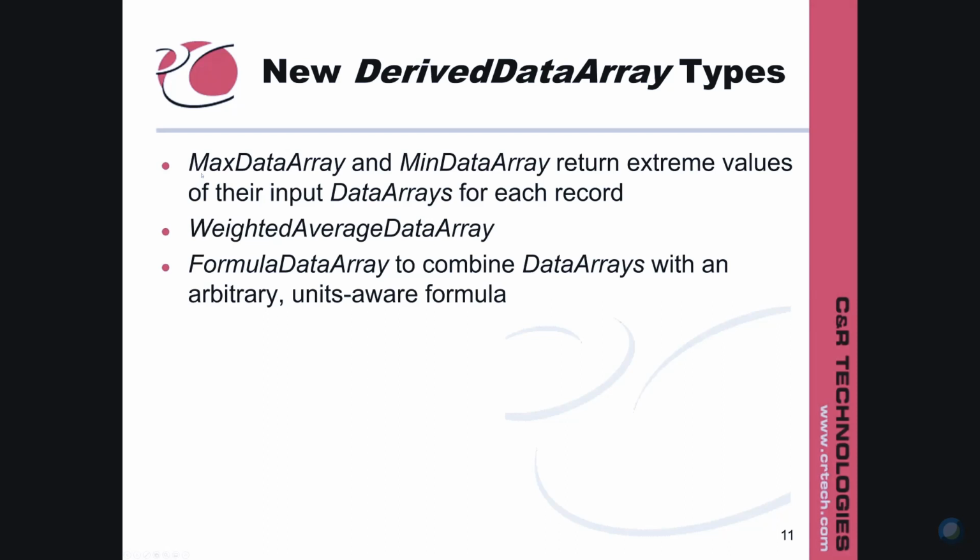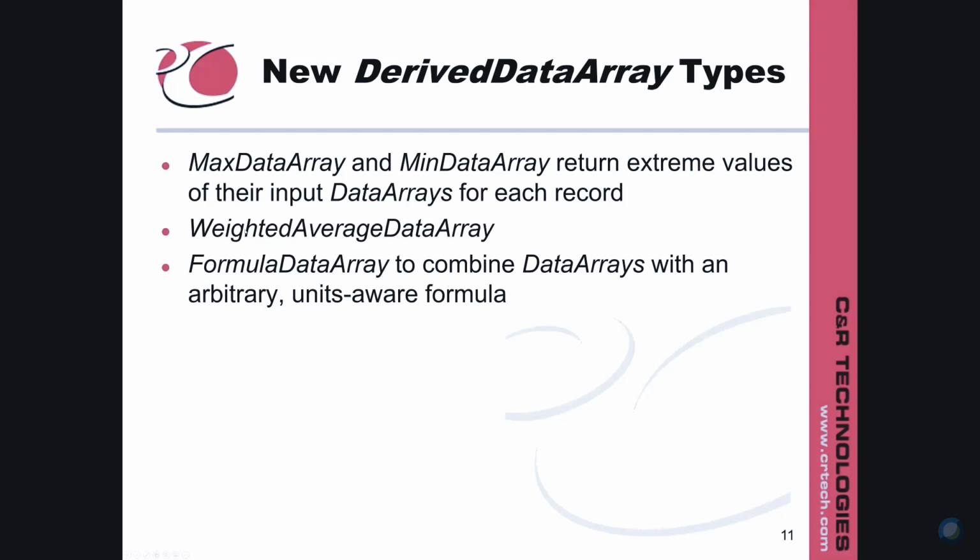We've added a few new derived data array types. So we have a max data array and a min data array. And what they do is at each record, they return the extreme values. We had something similar in 6.1 and still do called select max and select min, but they don't find the extreme value at each record. So this is just a different way of finding max and min.